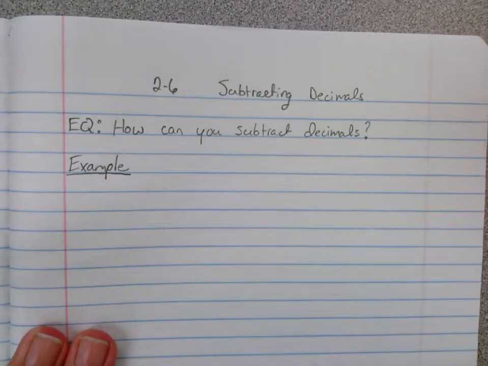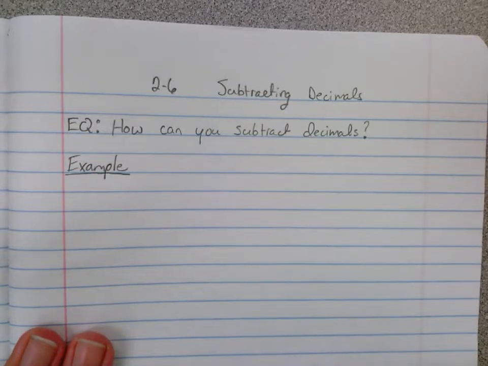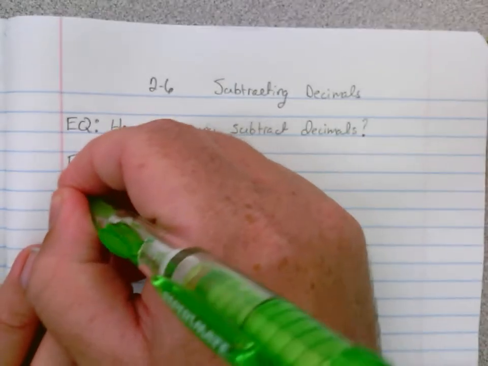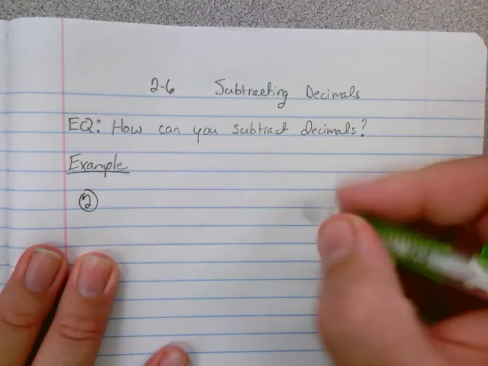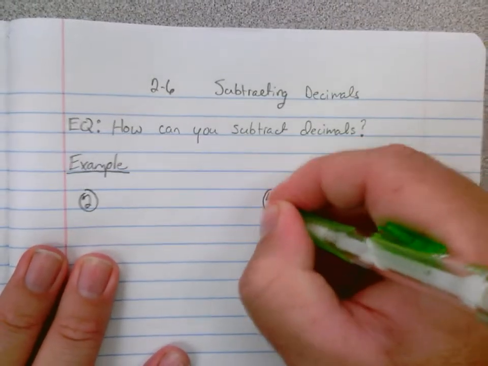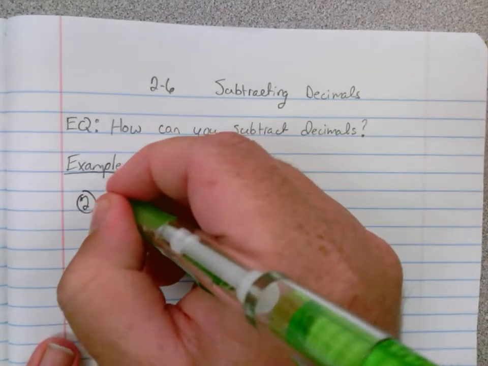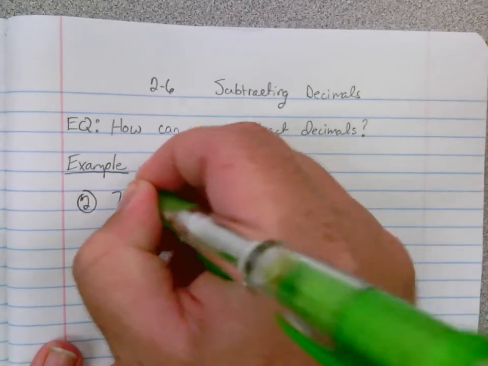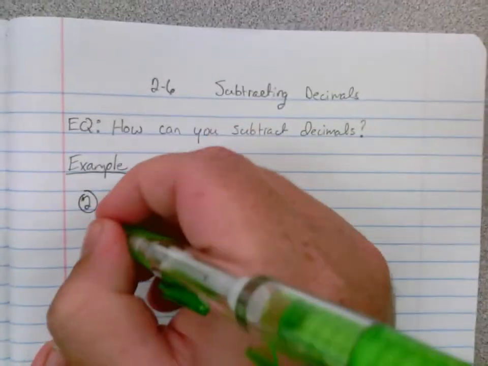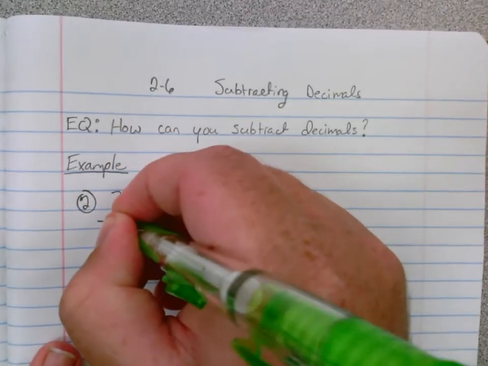So today I'm going to do two examples from guided practice. I'll do number 2 and I'll do number 4. So for number 2 we have 7 and 21/100 minus 6 and 1/10.